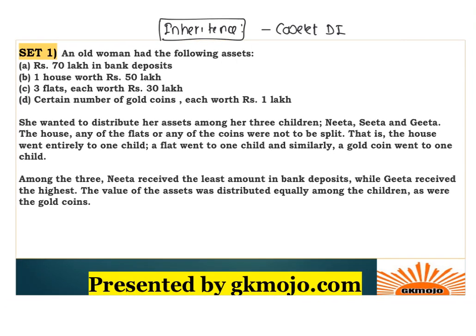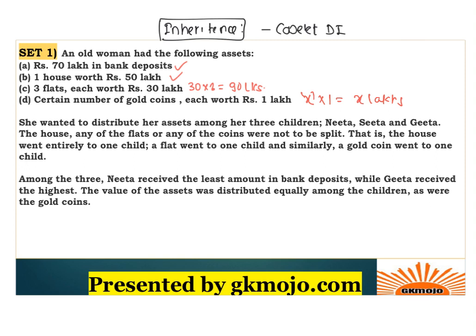An old woman had the following assets: rupees 70 lakhs in her bank deposits, one house worth rupees 50 lakhs, three flats each worth rupees 30 lakhs. So this is 30 into 3, that is 90 lakhs worth of property. And a certain number of gold coins each worth rupees 1 lakh. We do not know how many, so let the number of coins be x into 1, that is x lakh, the total amount of all the gold coins together.